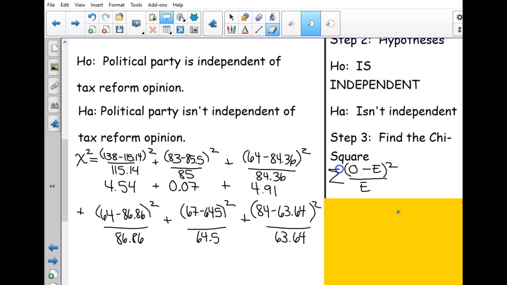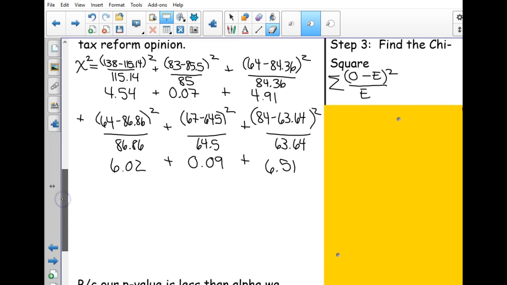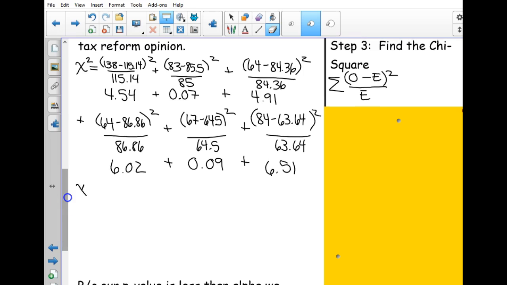All right, who is next? Janai, were you next? 6.02. Okay, who is next? Sarah? 0.09. Kendra, what did you get? 6.51. Awesome. Now, what do we have to do? We have to add all 6 values up. So if you could do that now, that would be wonderful. Practice it now, guys. You want to make your mistakes in class so when you get to the test, you learn from it and you feel comfortable with it.